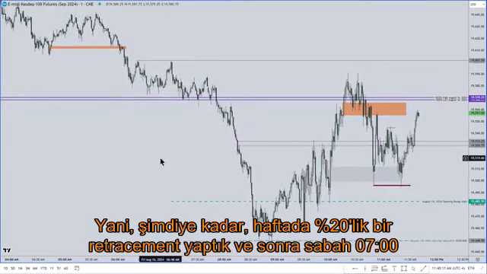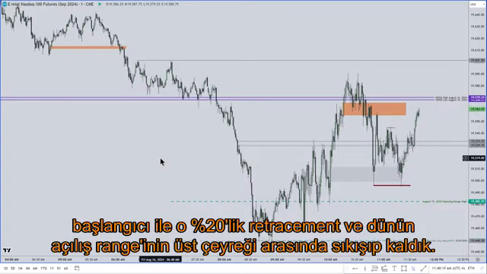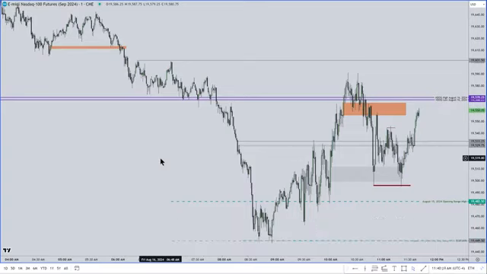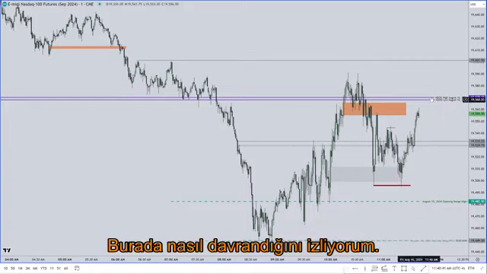So far we've had a 20% retracement on the week, and then we have been just grinding between the 7 a.m. start and that 20% retracement in the upper quadrant of yesterday's opening range. I'm watching how it behaves in here.